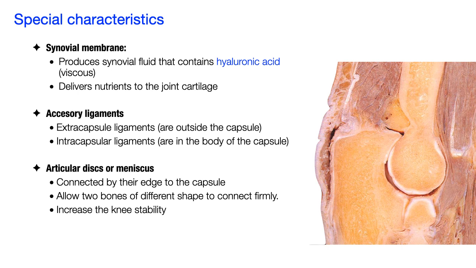Synovial joints also have ligaments whose function is to limit the movements of the joint so it doesn't suffer luxation or dearticulation. Ligaments can be intracapsular or extracapsular. Another device synovial joints can have are discs or meniscus. They are placed between two bones of different shape and are attached to the inside of the capsule by their edge.